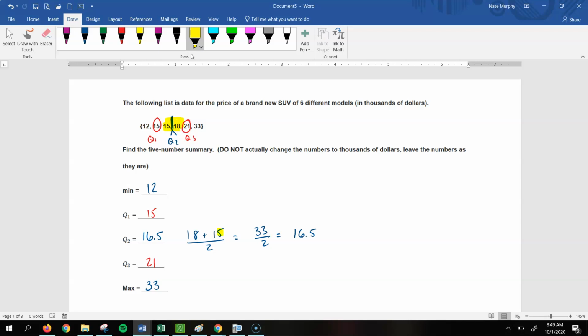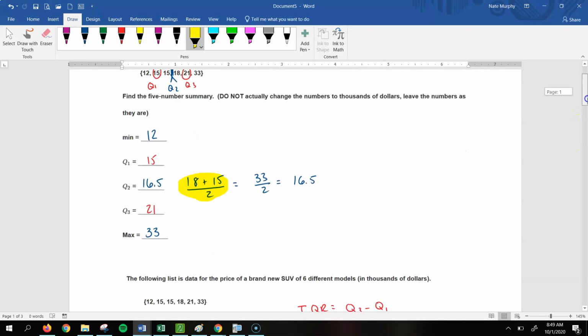So to find that median, remember what we do is if we have two middle numbers, we average them together. So we're going to take 18 plus 15 divided by 2, and you get 16.5. Now what that median does is it cuts our data into two separate parts, a lower half and an upper half. So now we're going to look for the Q1, which is the median for the lower half, and our Q3 is our median for the upper half. So there you can see that your median in the lower half would be 15, and your median for the upper half would be 21. So that's how you do this problem, finding the 5-number summary from data.